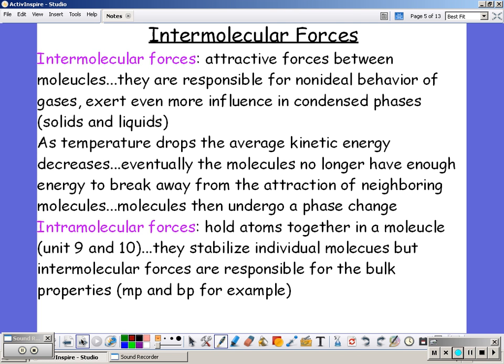Intramolecular forces are what hold the atoms together in the molecule. That's what we talked about in Units 9 and 10. They stabilize individual molecules, but the intermolecular forces are responsible for the bulk of the properties. So melting point and boiling point, for example, are explained using intermolecular forces, not intramolecular.